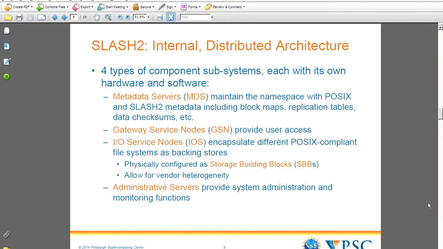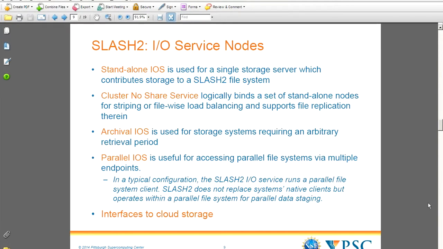It lets us add capacities we need, and it lets us also integrate in offerings from different vendors. And then there are administrative servers for system administration and monitoring, and those have a number of features for logging and performance analysis, so we can tune and optimize the Data XSL as it goes. Slide 9, please.